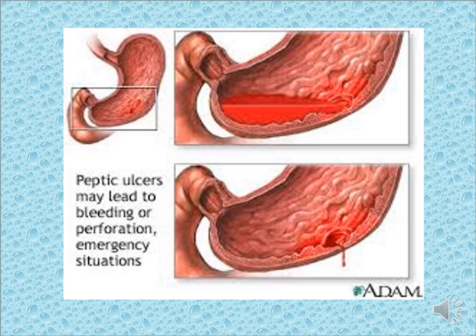The peptic ulcer may lead to a bleeding or perforation emergency situation. It begins in the submucosal layer, where capillary erosion leads to severe bleeding, and then goes through the mucosa and peritoneum, leading to perforation, where the content of the stomach goes into the peritoneal area and may lead to death.